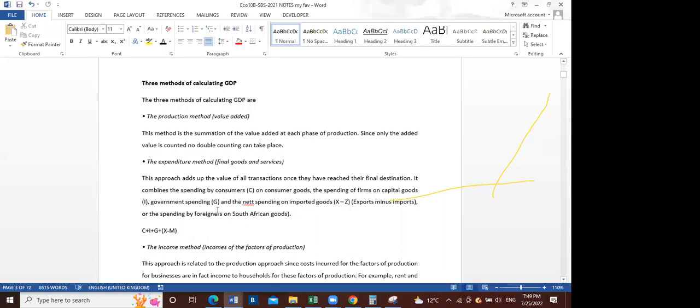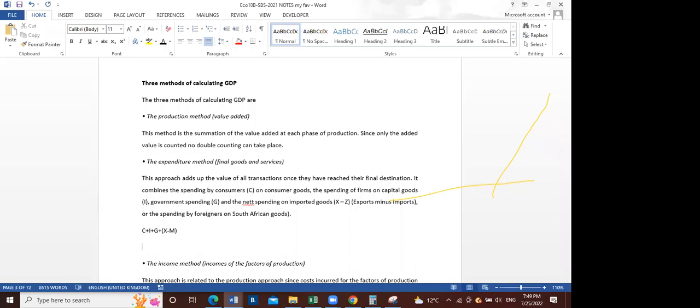So household consumption is usually given a variable factor C in economics, which represents the consumption by households, and spending by firms, which is given the factor I, and G representing government spending, and X minus M representing the foreign sector. So let me just expand a little bit.